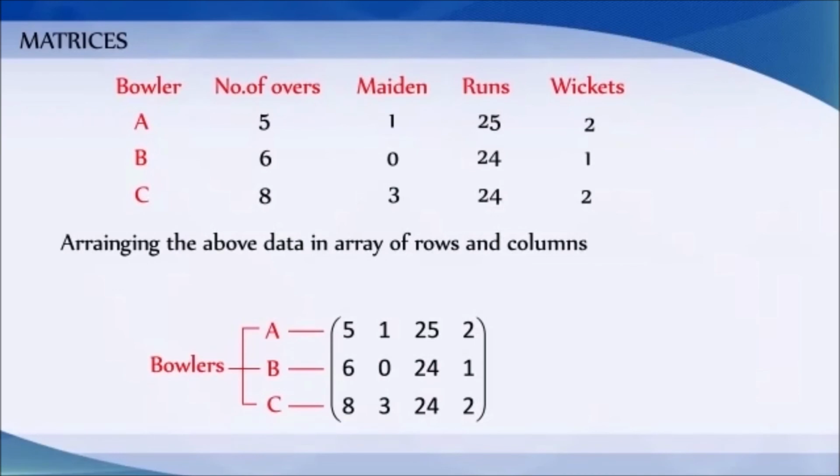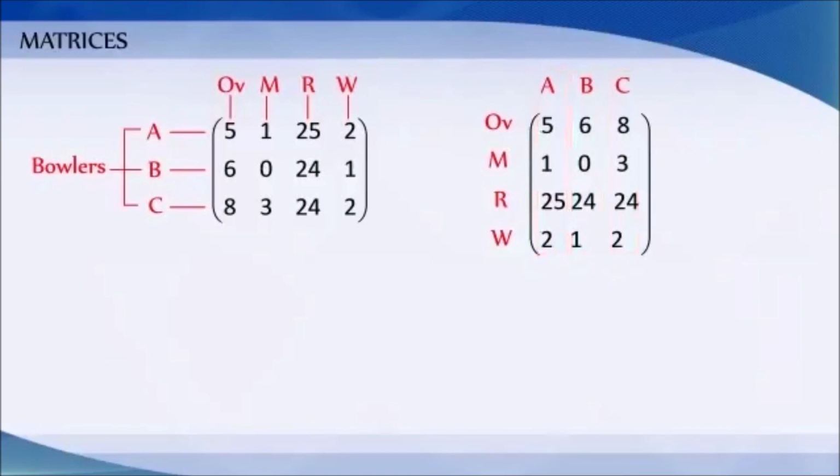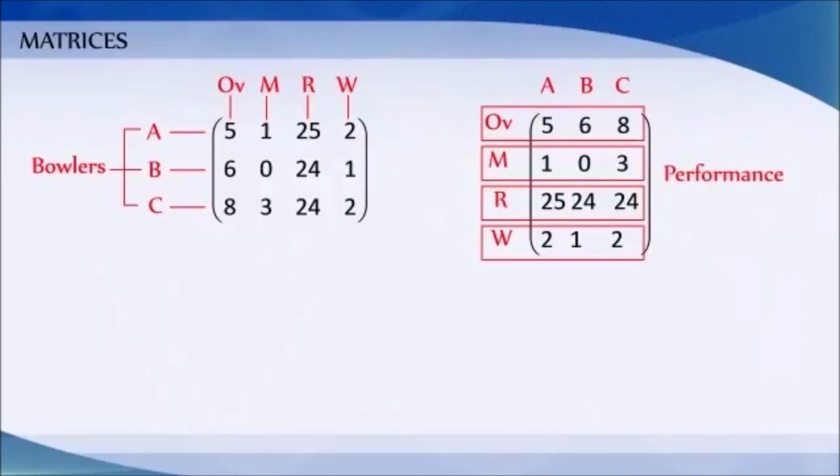This information can be arranged in an array of rows and columns by taking the bowlers as each row and overs as one column. The number of maidens given by a bowler is another column, runs given by the bowlers is the third column, and wickets taken by them is the fourth column. We can also arrange this information by taking bowlers as columns and their performance in rows.